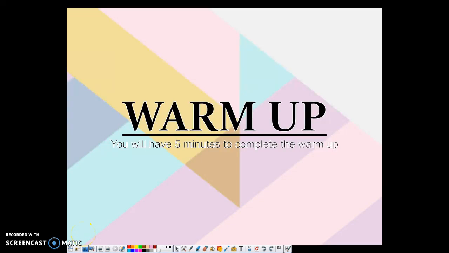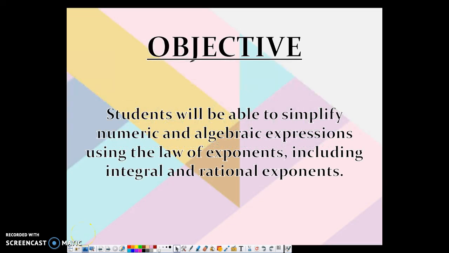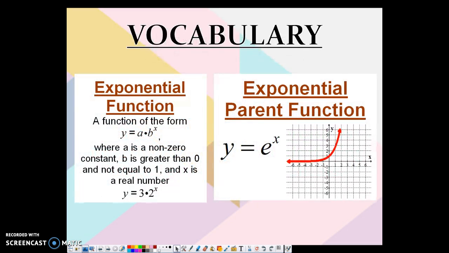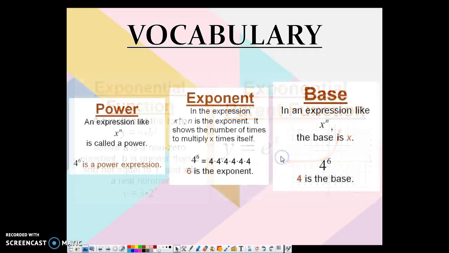Okay, so let's look at the same thing as yesterday. Today, students will be able to simplify numeric and algebraic expressions using the law of exponents, including integral and rational exponents. So first, vocabulary. Exponential function, anything raised to the power of x will make a graph like this. So this is your parent function, y equals e to the power of x.